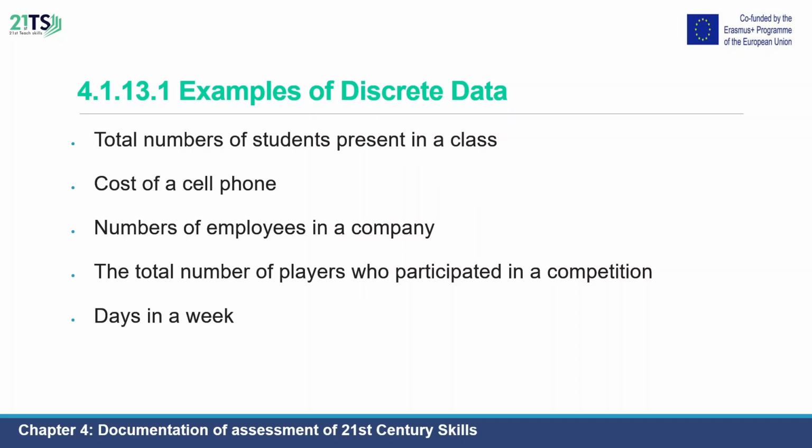Here are further examples of discrete data. Total number of students present in a class, cost of a cell phone, number of employees in the company, the total number of players who participated in the competition, days in a week. These are known as discrete data.